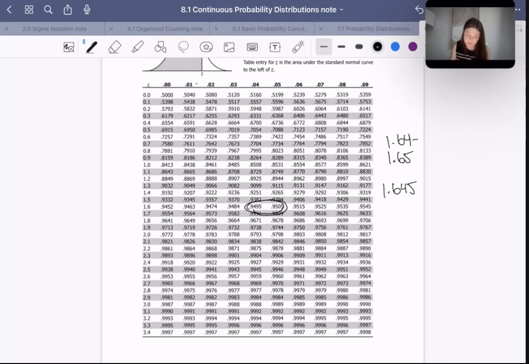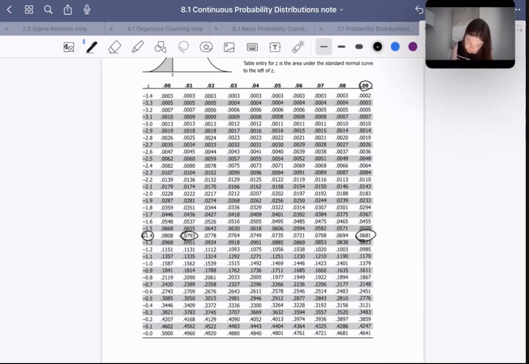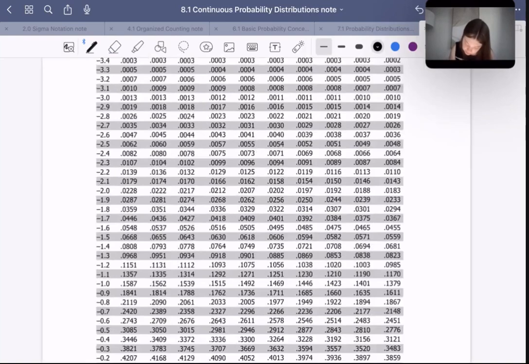There we go. Now, what about 5%? What if we look for 5%? What are we going to get? Let's do that. Let's look for 5%, so 0.05 or something very close to it.